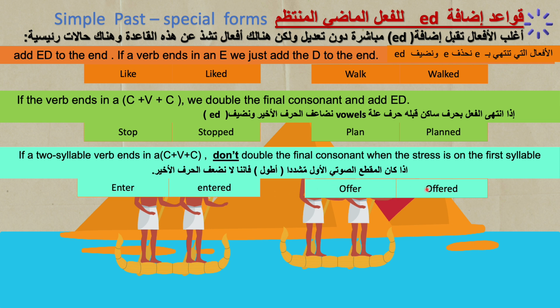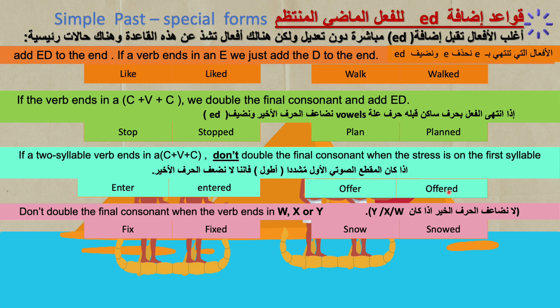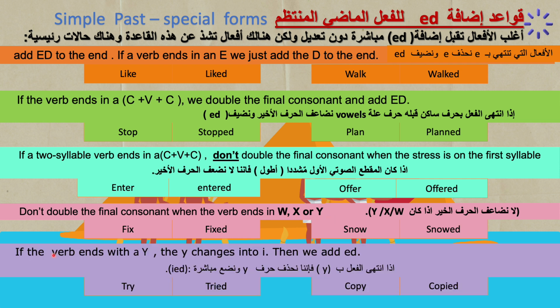Entered. Offer, offered. Do not double the final consonant when the verb ends in W, X, or Y. Fix, fixed. Snow, snowed. Even if they are CVC, do not double the final consonant because they end with W, X, or Y. If the verb ends with Y, the Y changed into I, then add ed. Try, we change the Y to I and add ed. Try, tried, copy, copied.